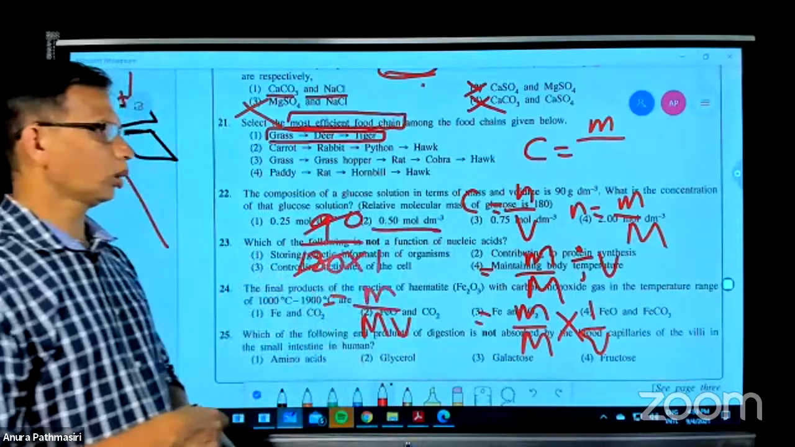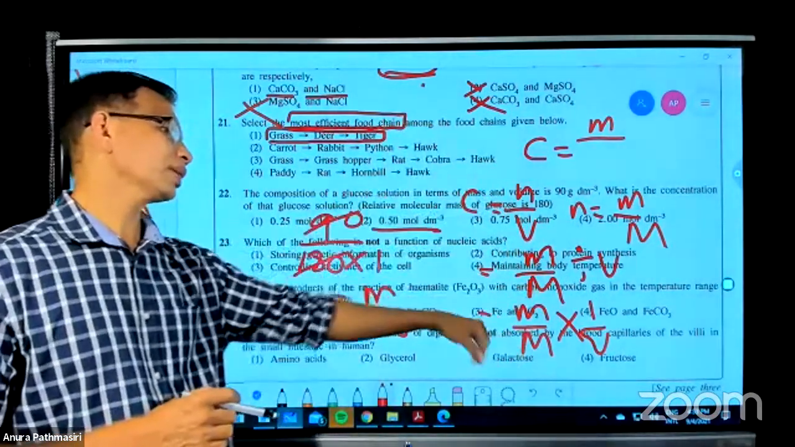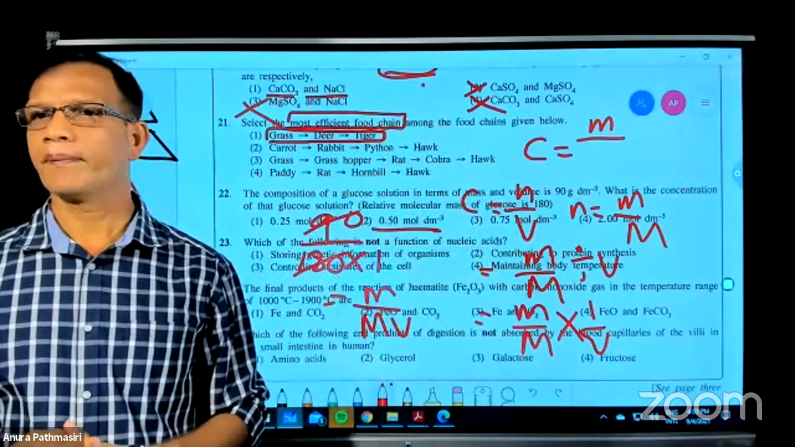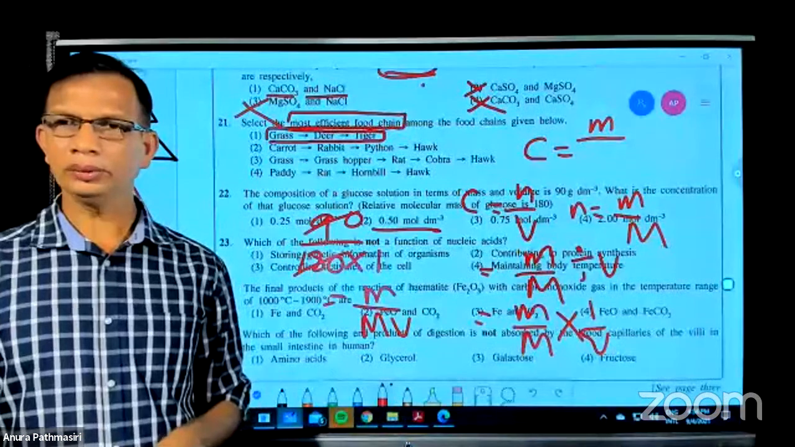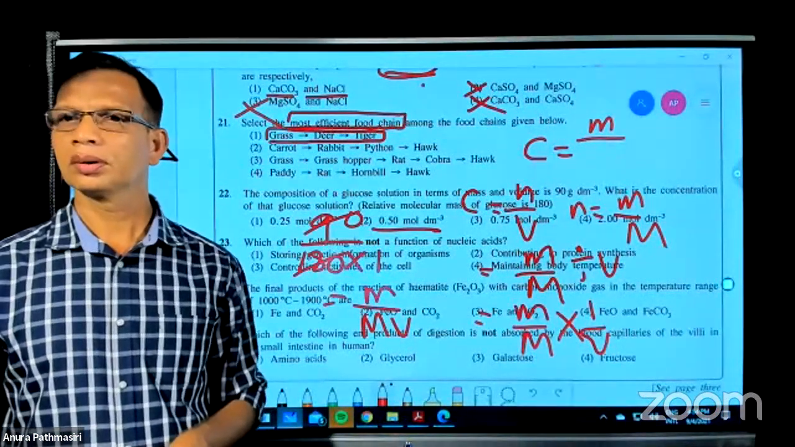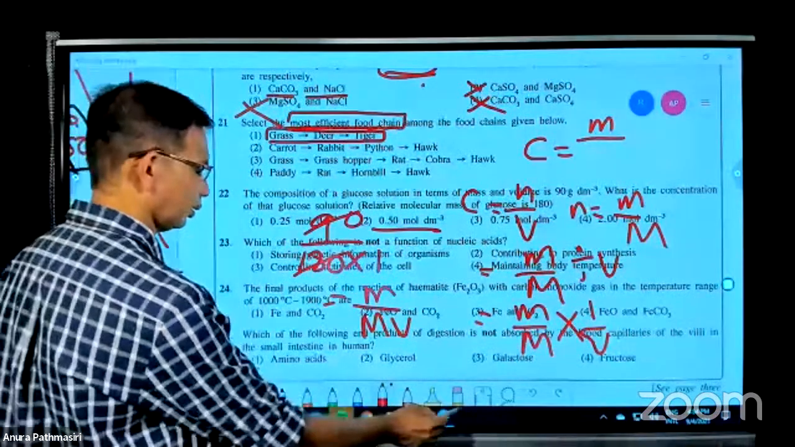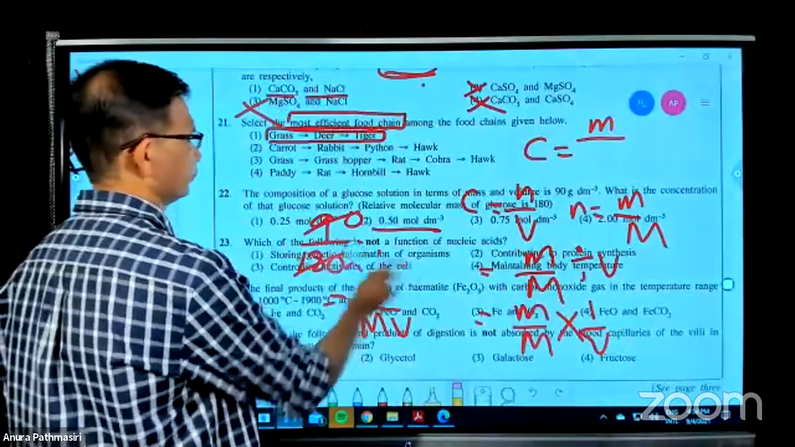0.1 mole per cubic decimeter. Couldn't you understand what I said here? No? So can you explain it again? Yeah, I was expecting that.